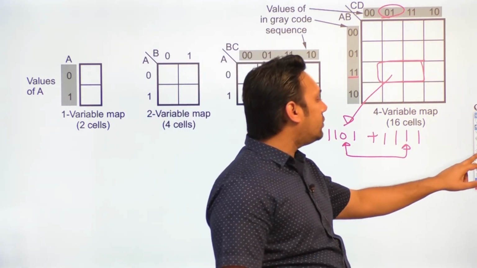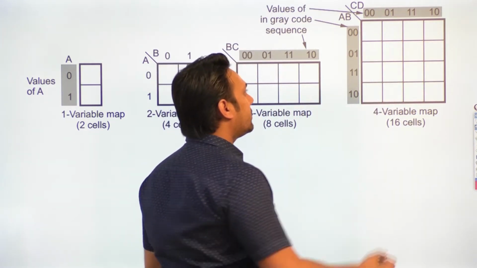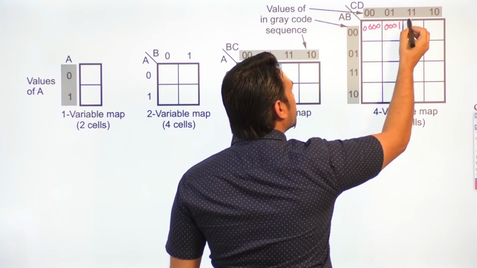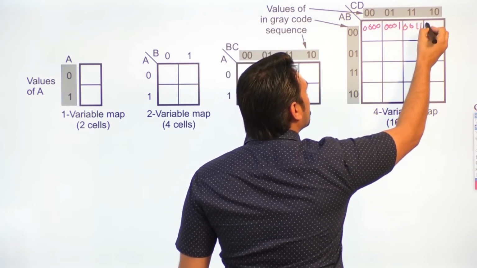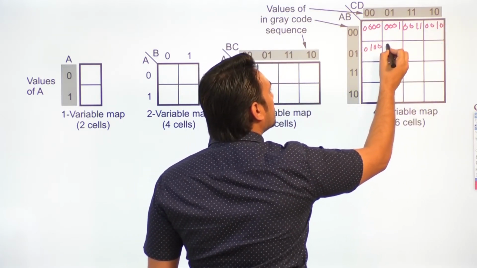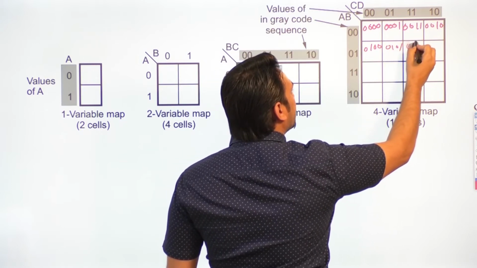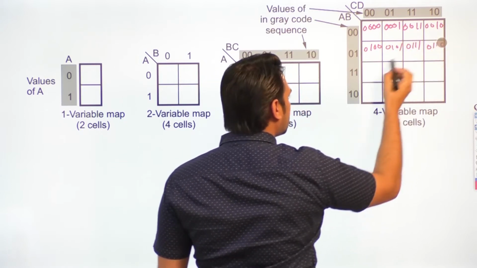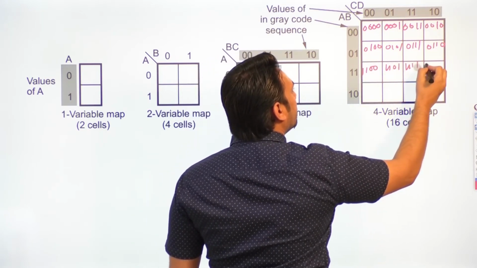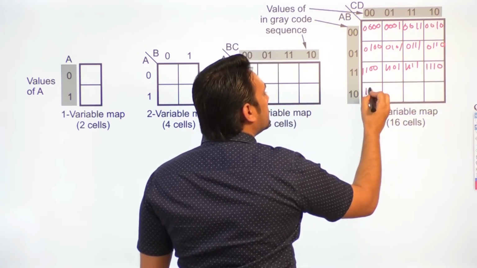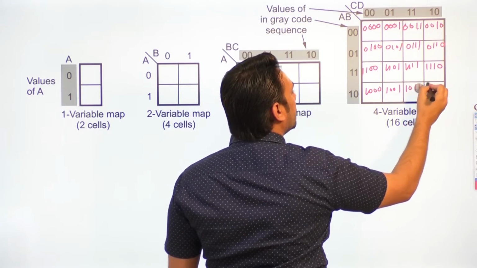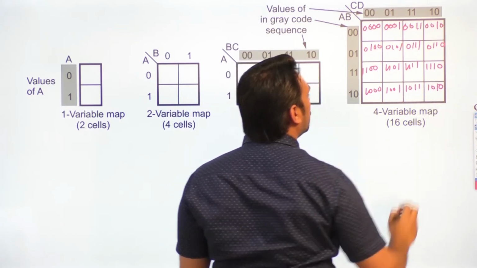Now in this K-map, if you check out their values, this is representing 0, 0, 0, 0, this is 0, 0, 0, 1, this one is representing 0, 0, 1, 1, this is 0, 0, 1, 0, and then you have 0, 1, 0, 0, 0, 1, 0, 1, 0, 1, 1, 1, 0, 1, 1, 0, and so on through the remaining cells. Okay, these are the cells.